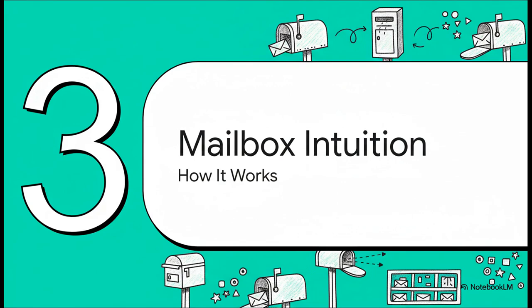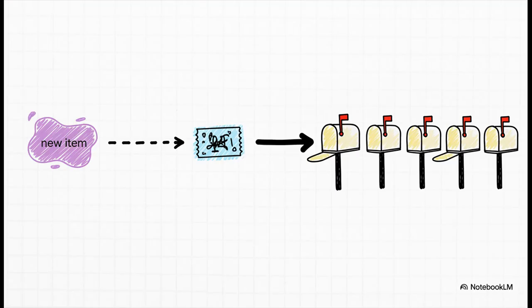Don't worry, we're not going to dive into a bunch of complex math. Instead, let's use a really simple analogy. Let's talk about mailboxes. Just picture a long row of mailboxes in your mind, maybe 1,000 of them or so. These mailboxes are basically the algorithm's memory. We call them registers. Now, every time a new item shows up, like a new user ID, we're going to give it a special, unique ticket.